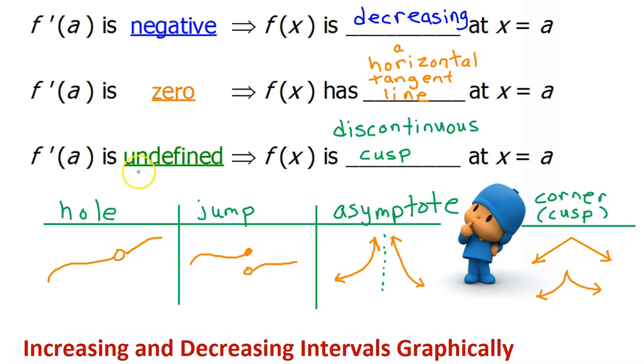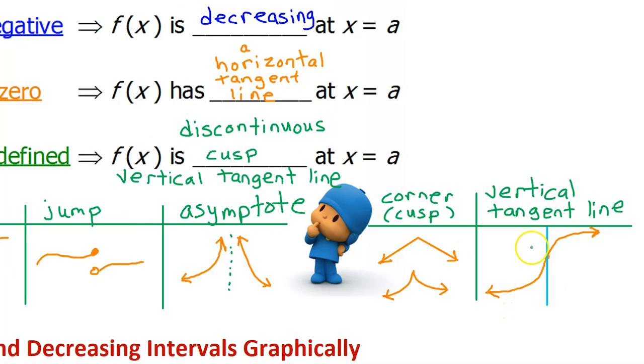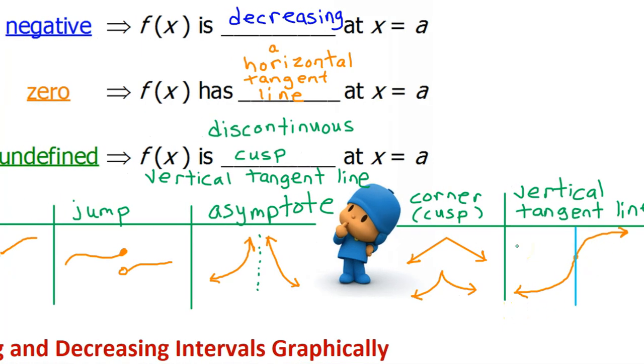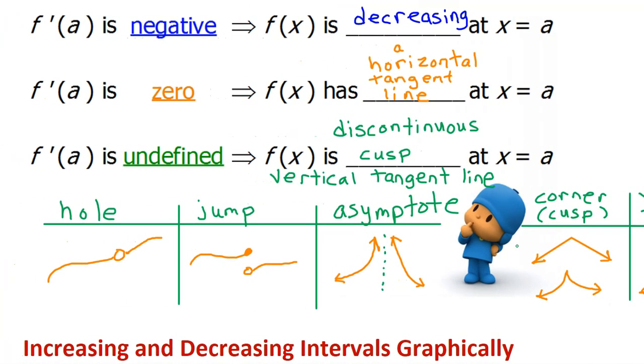For example, f prime at a is undefined if f of x has a corner or a cusp at x equals a. But there's one more. F prime at a will also be undefined if f of x has a vertical tangent line. So these are all the features of f that would cause f prime to be undefined.